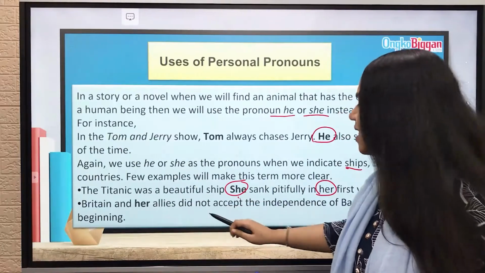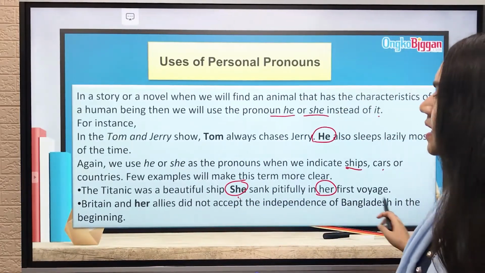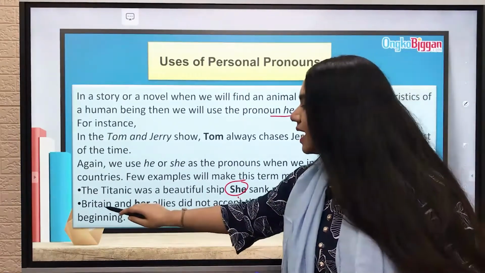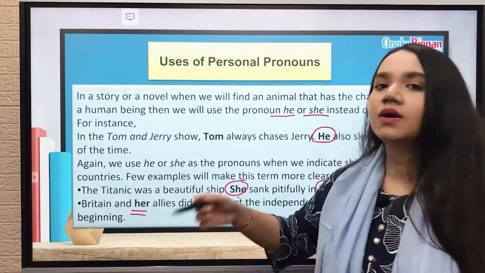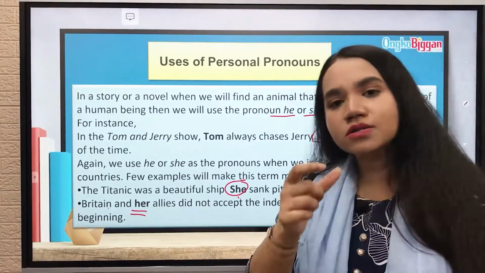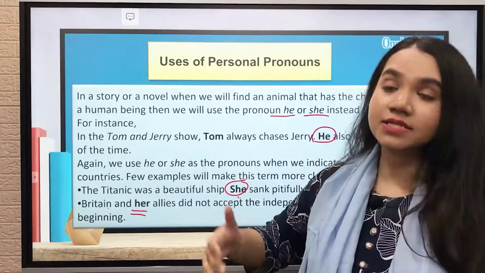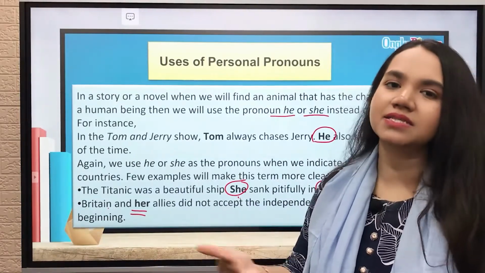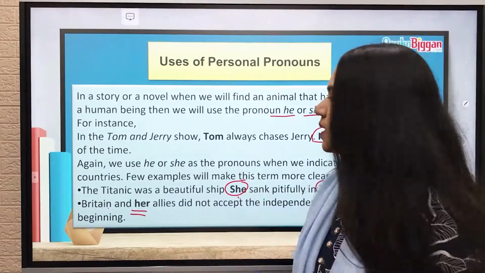Then we see Britain. Britain and her allies did not accept the independence of Bangladesh in the beginning. So Britain and her allies. You see how the country Britain is also considered to be a female-based country, just like Bangladesh. So we need to know these particular pronouns.